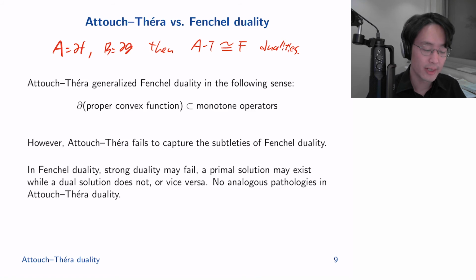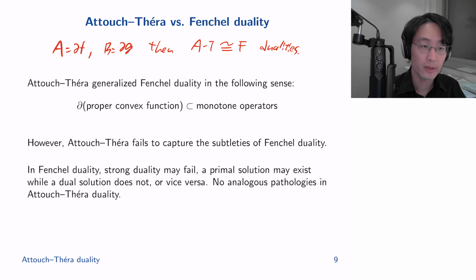However, Attouch-Thera duality does fail to capture the subtleties of Fenchel duality, and therefore it is not a generalization in that sense. In Fenchel duality, strong duality may fail. A primal solution may exist while a dual solution does not, and a dual solution may exist while a primal solution does not. These types of pathologies do not arise in Attouch-Thera duality.